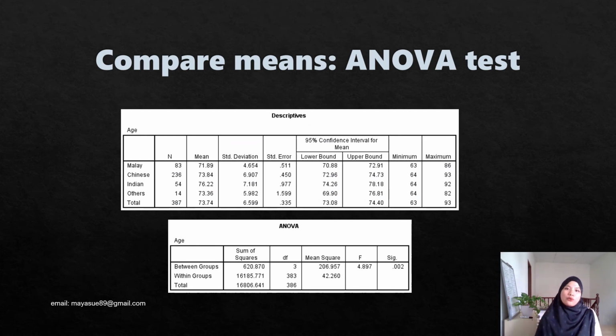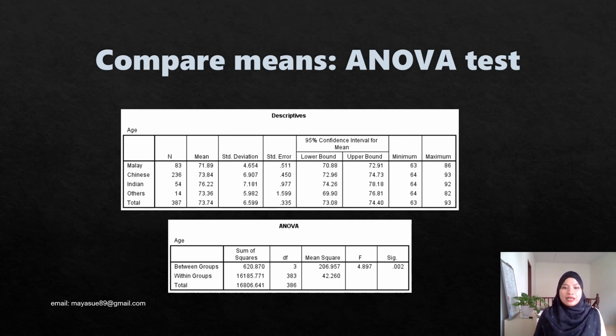So this is what the outputs look like. You have the descriptive. Again, descriptive is important for us to get the information that we would like to display in the table. Here there is the mean age for each ethnic group. Malay age is 71.89 with standard deviation 4.6, Chinese age 73.84, Indian age 76, others age 73.